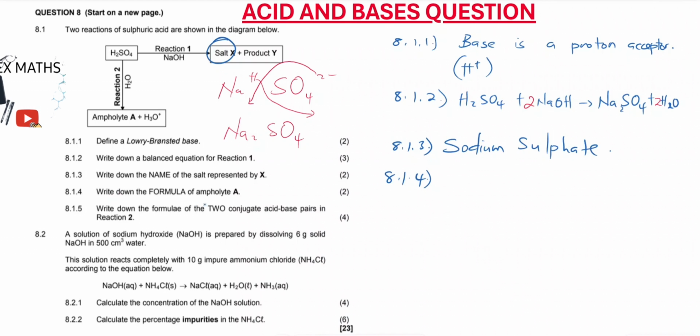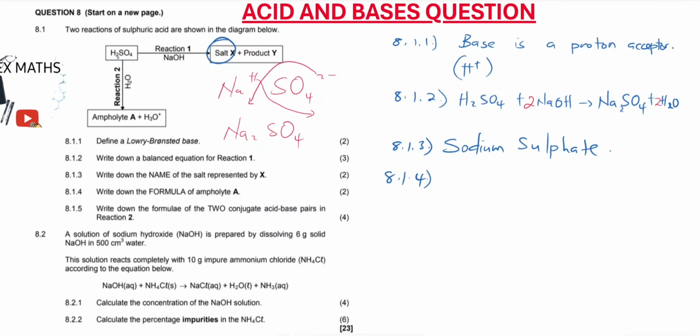8.1.4, write down the formula of ampholyte A. Ampholyte, what is an ampholyte? It's a substance that can act as both an acid and a base. In the presence of a base, it will be an acid. In the presence of an acid, it will be a base. So that's how an ampholyte behaves.